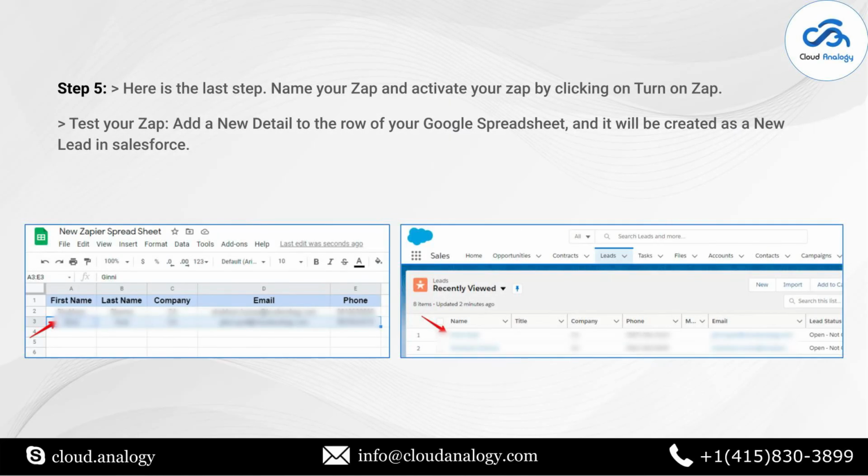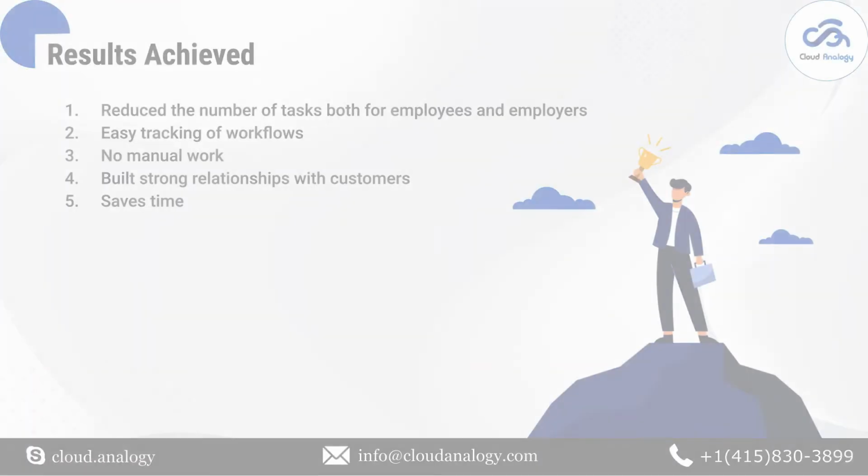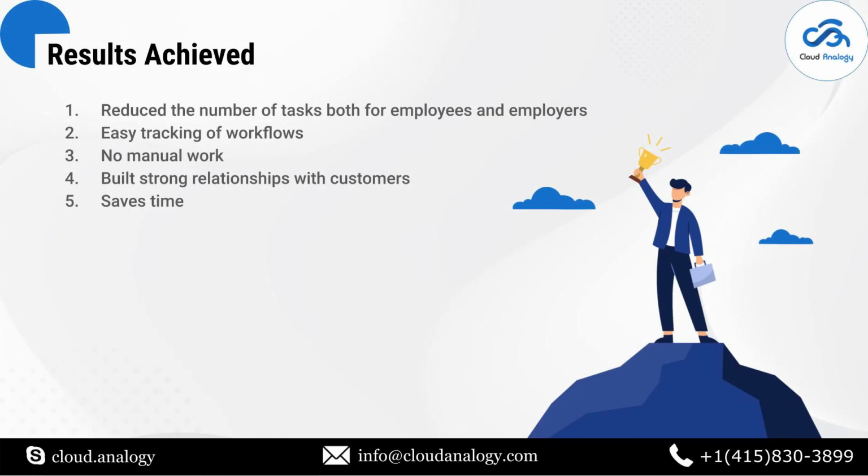Now, we are at the last step. Here you have to name your Zap and activate your Zap by clicking on Turn on Zap. Lastly, test your Zap, add a new detail to the row of your Google spreadsheet, and it will create a new lead in Salesforce. Now, let me tell you about the results that we achieved in this project.